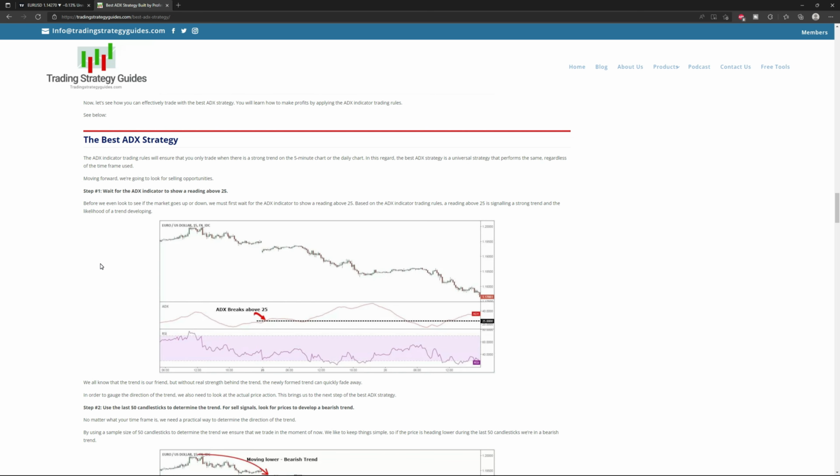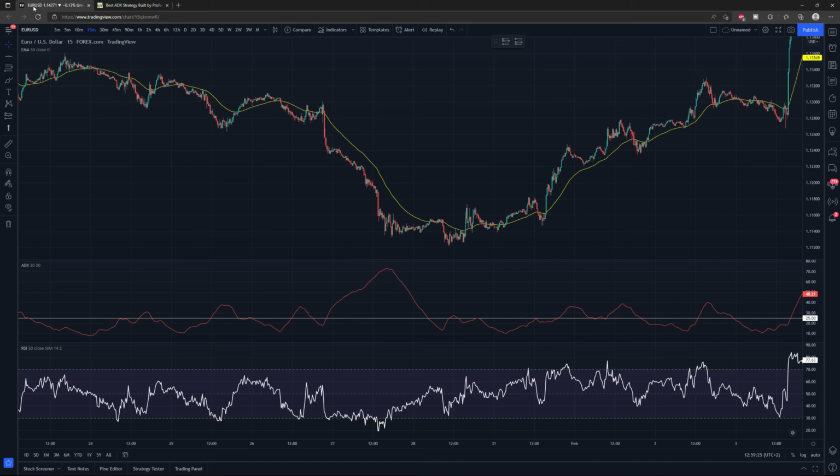But without further ado, let's talk about the strategy, show a couple examples, and then I'll get into the 100 tests. First, let's start with the indicators and the settings. So first thing is the 50-period exponential moving average, which I think everyone knows how to plot. Then we have the ADX, but the settings are changed.